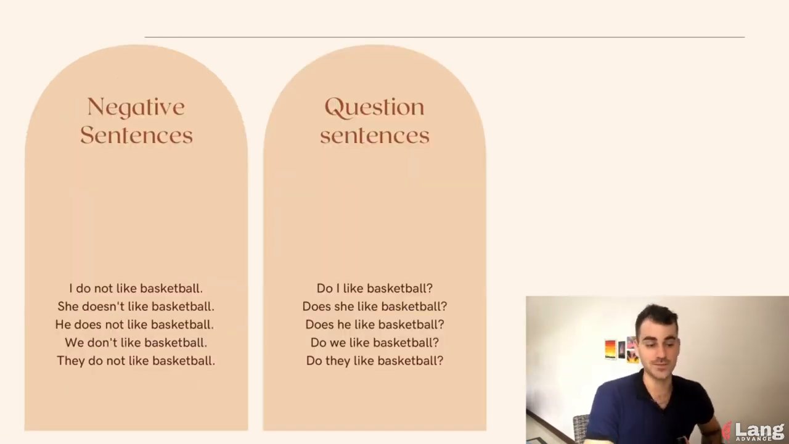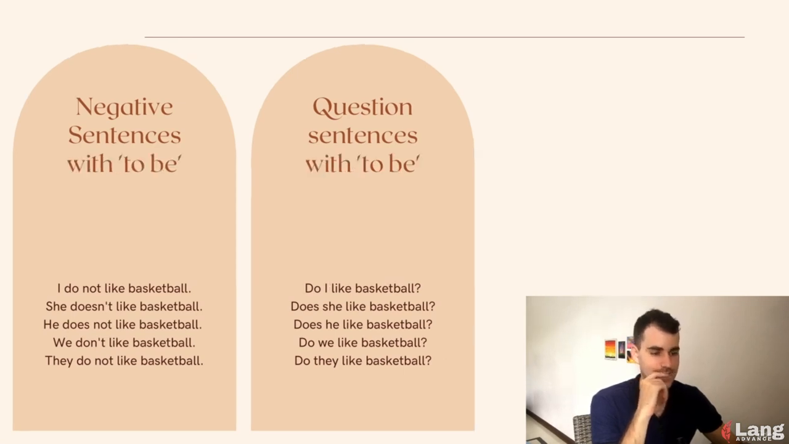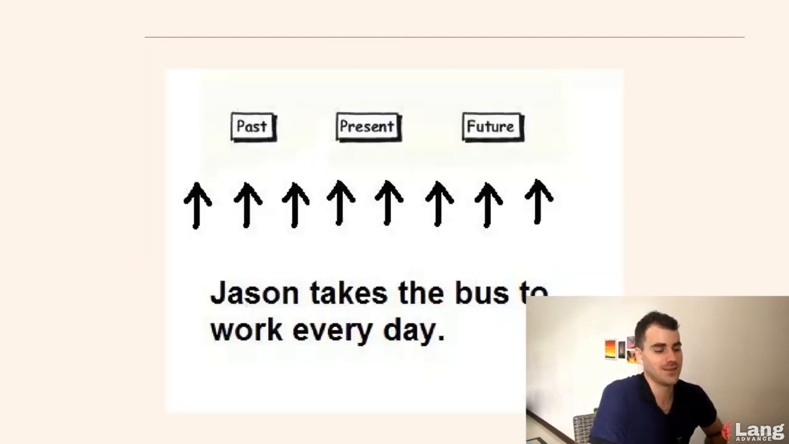Here's some more examples of negative sentences and question sentences. If you want, you can pause the video and read them. And here's negative sentences and question sentences with to be. Take a look at those and memorize the form. Now, we're going to look at when do we use the present simple? What is its function? Okay?